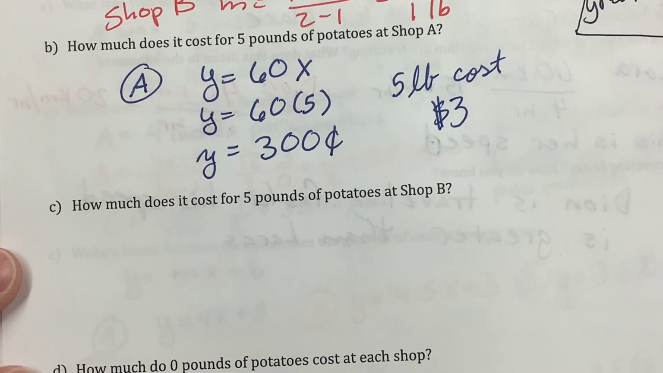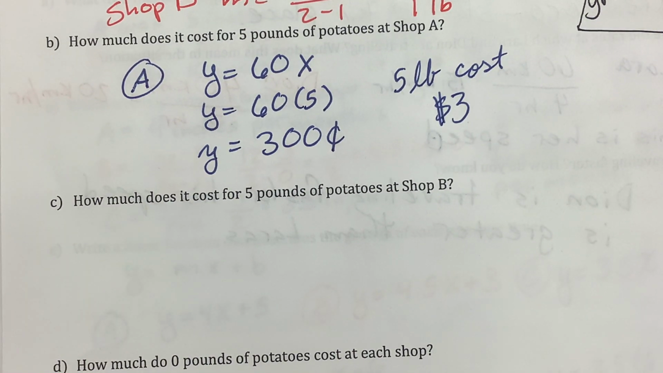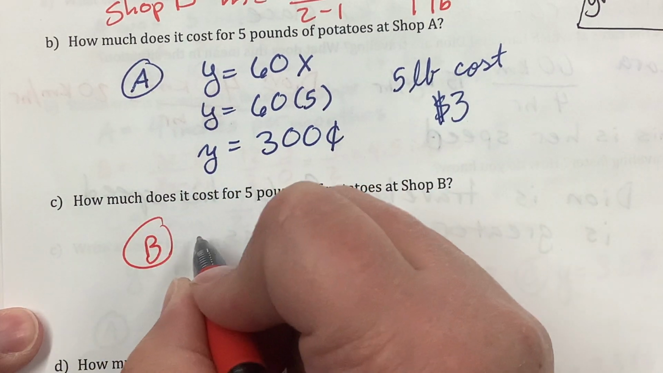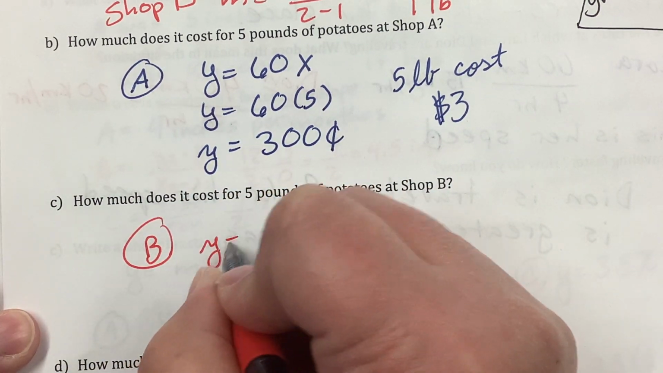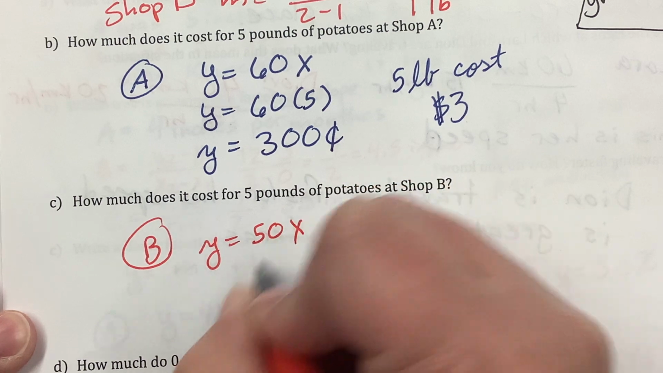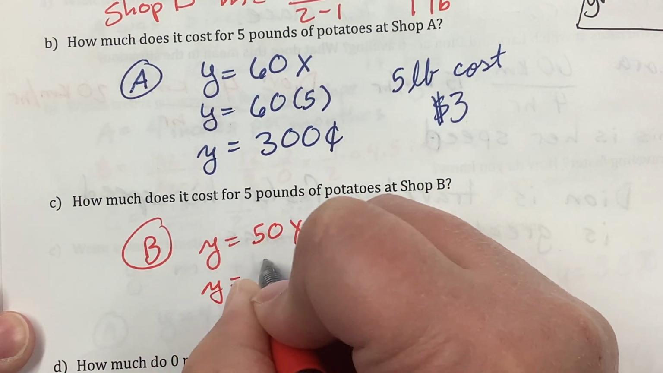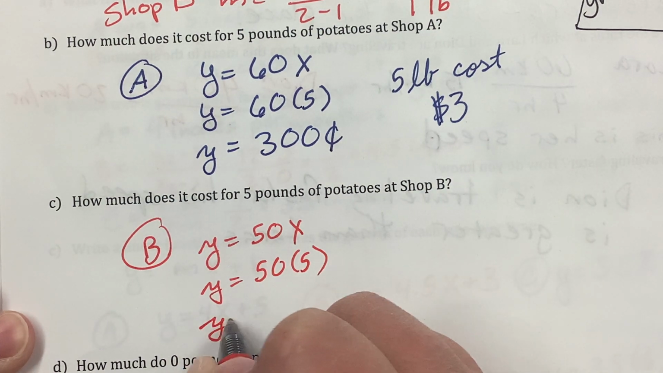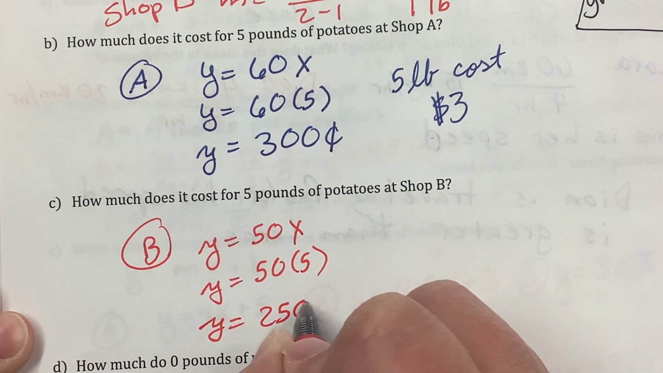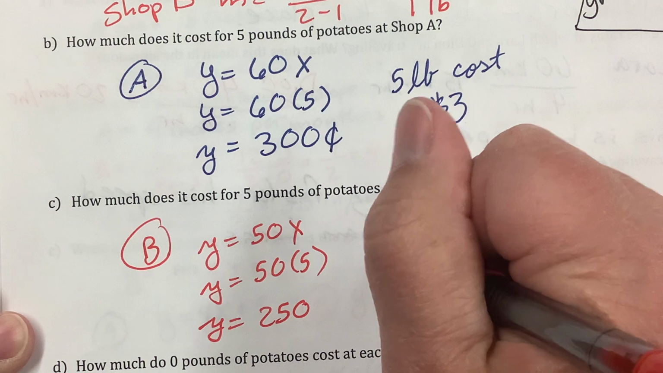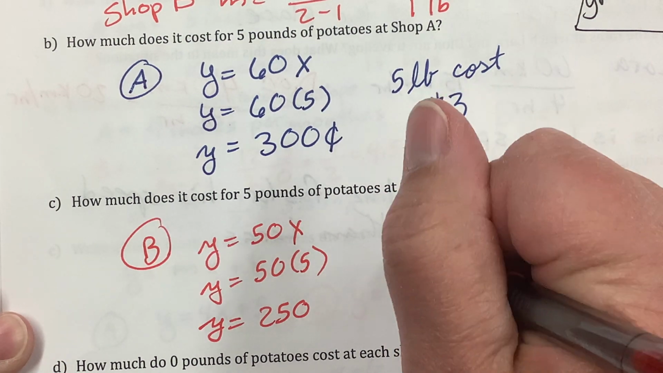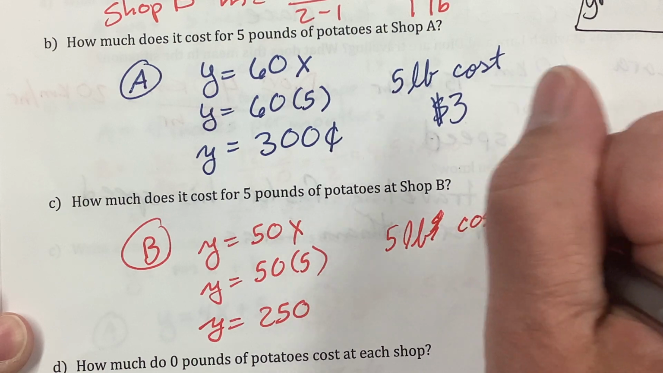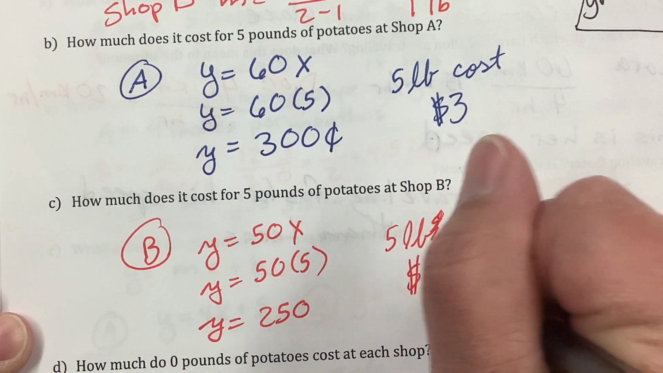How much does it cost for 5 pounds at Shop B? Well, Shop B is 50 cents a pound, so y equals 50x. Y equals 50 times 5. Y equals 250, so 5 pounds cost $2.50.